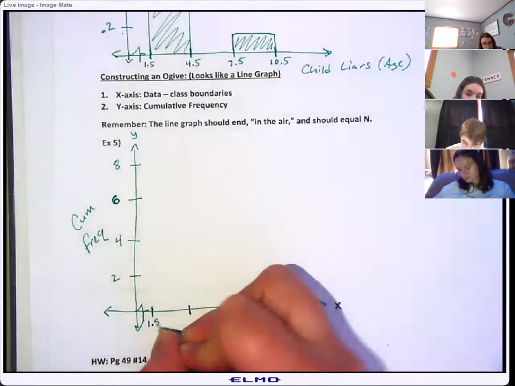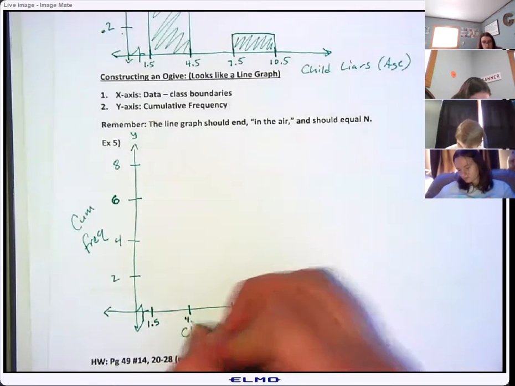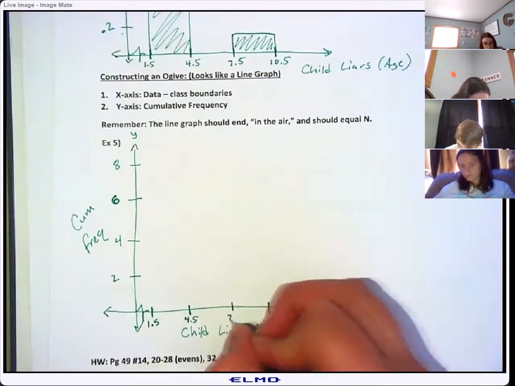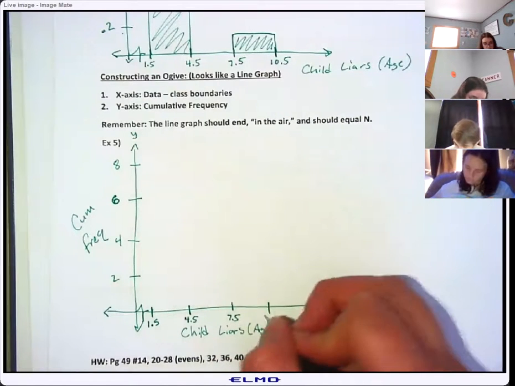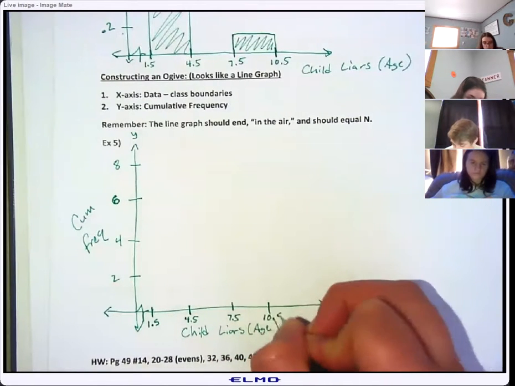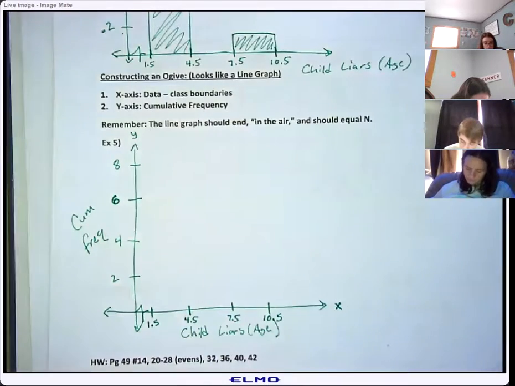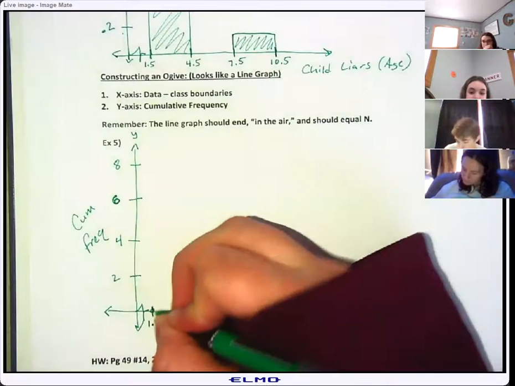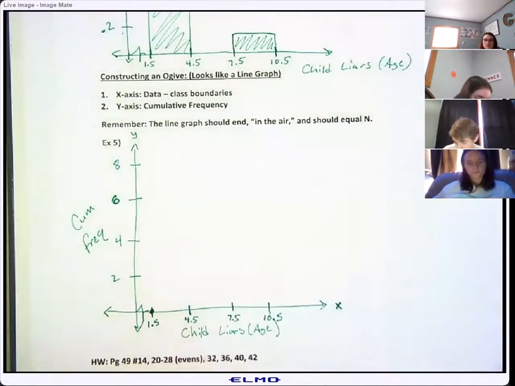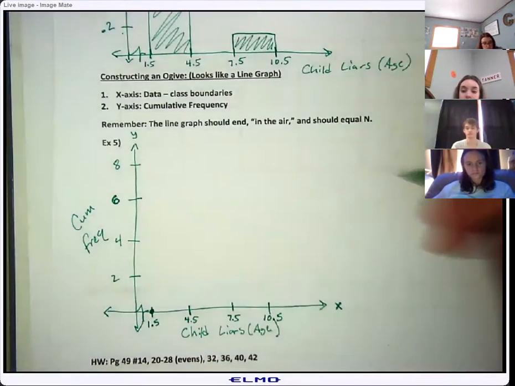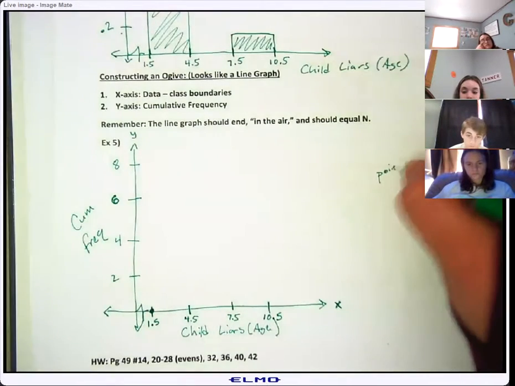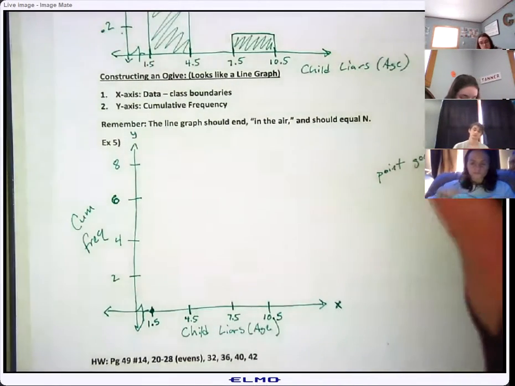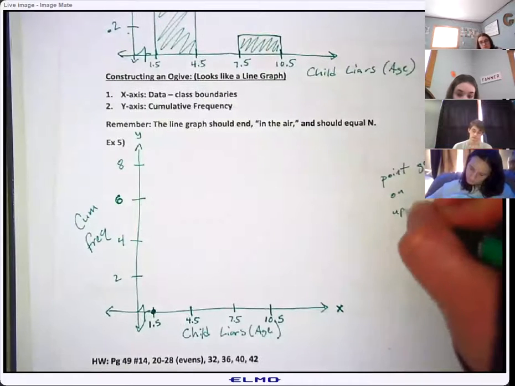Even though a lot of people think it's hard to understand what class boundaries are, I feel like once you got it, then you can pretty much use those as your x-axis for almost every graph we do. The important thing to remember is that on an ogive, the cumulative frequency goes on the upper point of the class. So the point goes on the upper boundary.